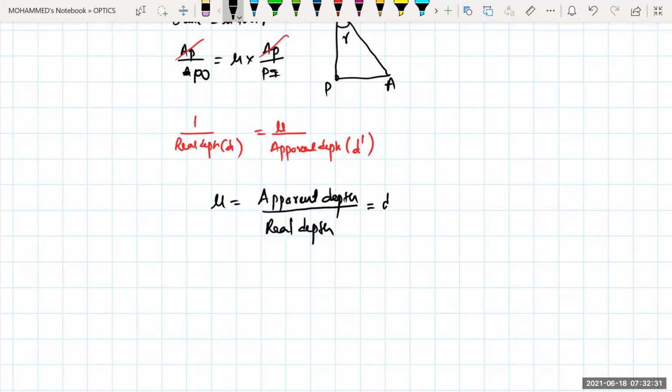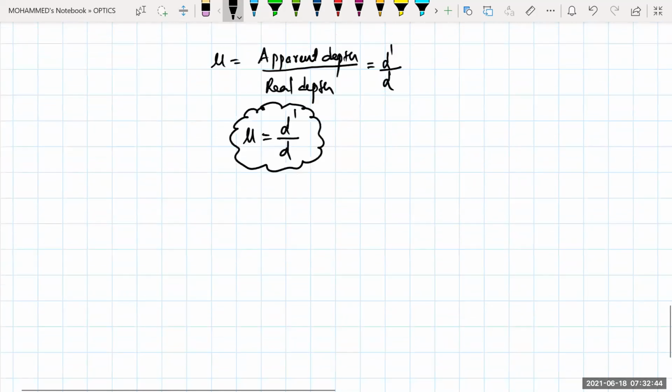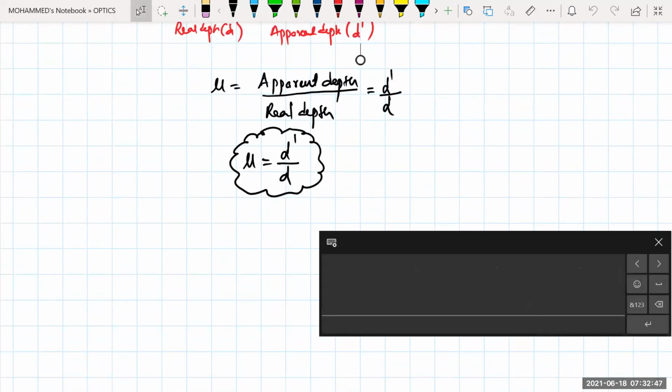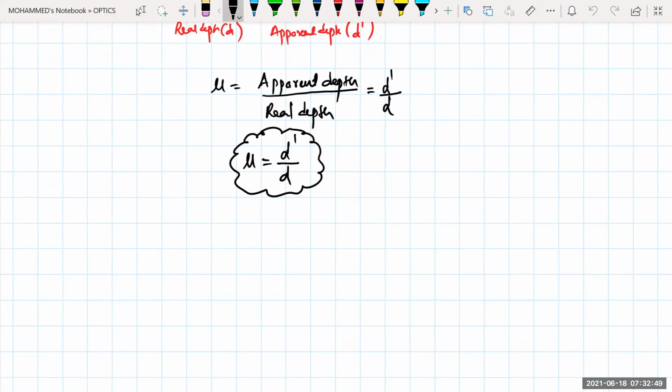Is it clear? In this condition it is opposite. Real by apparent, here it is apparent by real. So mu is equal to apparent depth divided by real depth. Or else I can write, apparent depth will be equal to mu times real depth.